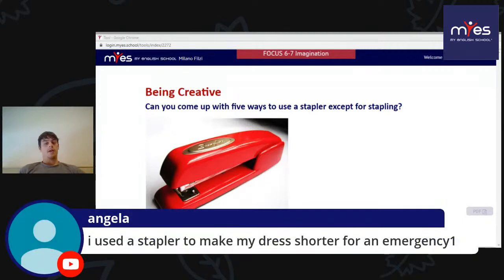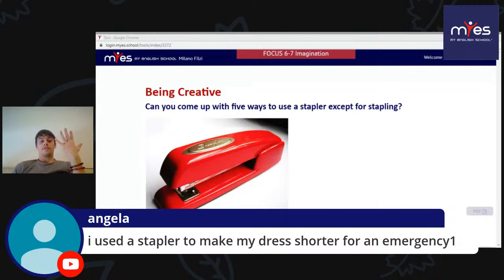Okay, Angela. Yeah, very creative of you. Well done. So to make your dress shorter for an emergency. Exactly. Yeah. A stapler can be used for fashion design. Really good. Yeah. Very good English. Well done, Angela. What else?